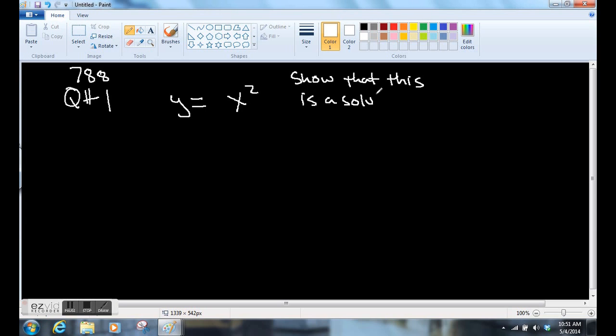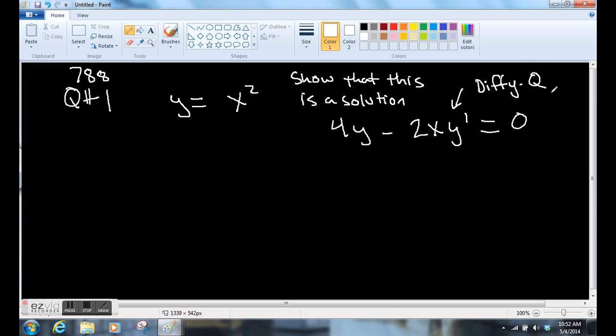We also have this, 4y minus 2x y prime equals 0. So we have this equation, y equals x squared, and we have this equation over here. This is a differential equation because it has a derivative in it, 4y minus 2xy prime. This piece over here is the Diffie-Q. Your brain gets into a blizzard at the Diffie-Q. Show that this is a solution. So this is what you do.